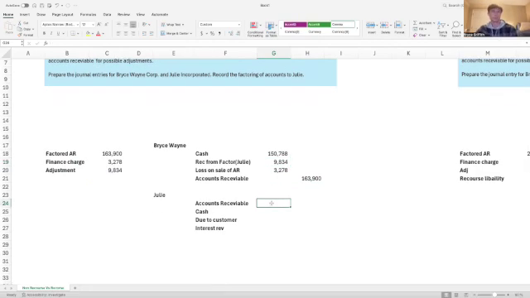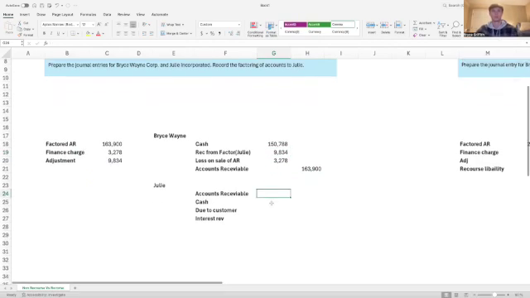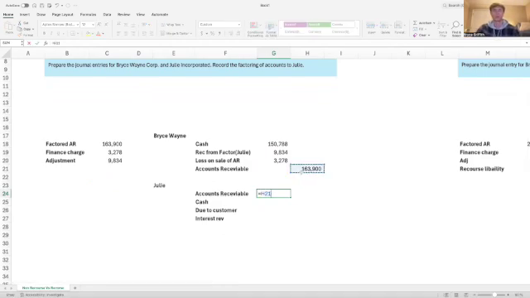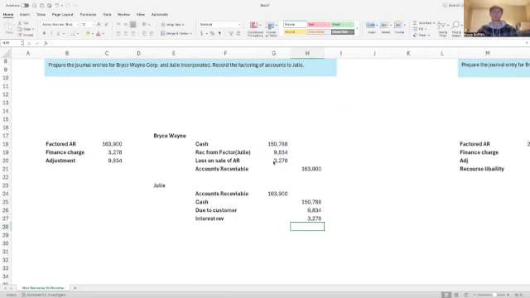And then the opposing entry for Julie Incorporated would be: Julie is buying this accounts receivable balance here, right? We know the cash balance that we calculated. So that's how much cash they're paying. And then due to customer, it's going to be this right here. So this is what Julie is going to have to pay Bryce Wayne Corporation, as well as the interest revenue, which is going to be credited. And the loss on sale for Bryce Wayne is going to be the interest revenue for Julie.